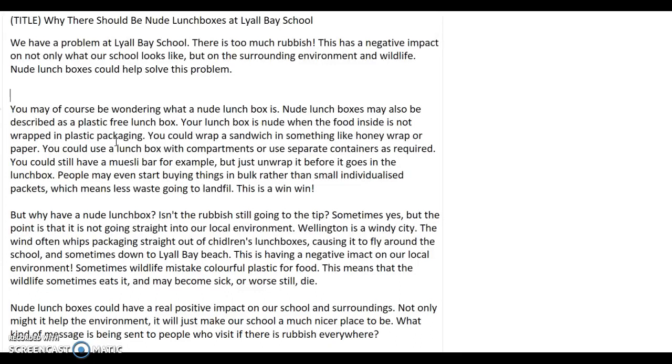In an explanation piece, it's important to have subject-specific nouns. So I'm just actually going to highlight a few important nouns that we've got in our body. Nude lunchbox is one. We'll do that here. We've got plastic-free lunchboxes here. That's also some subject-specific nouns. And we've got honey wrap.